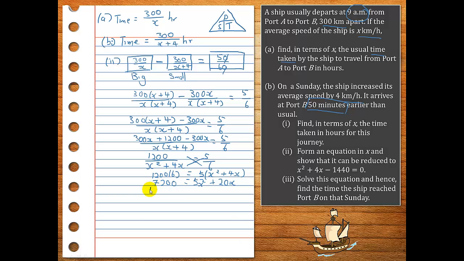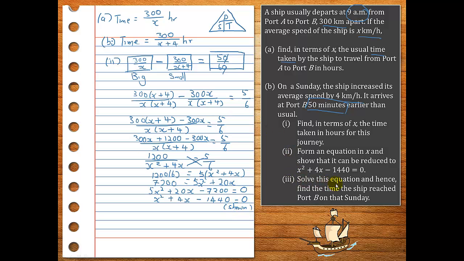We will have 5x squared plus 20x minus 7200 equals 0. To reduce this into this form, we will divide everything by 5. x squared plus 4x minus 1440 equals 0. And hence we have shown.